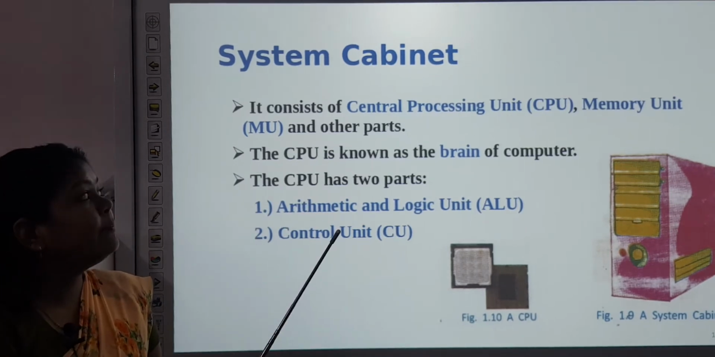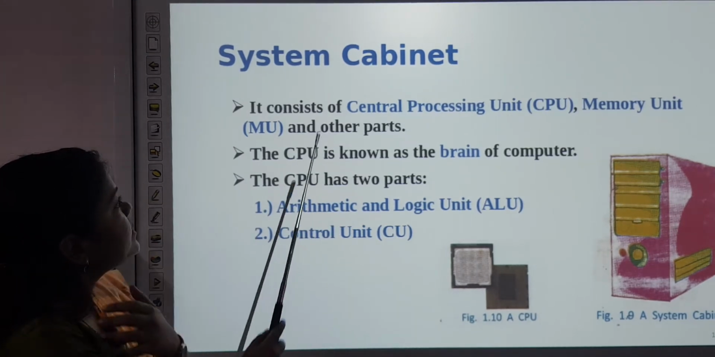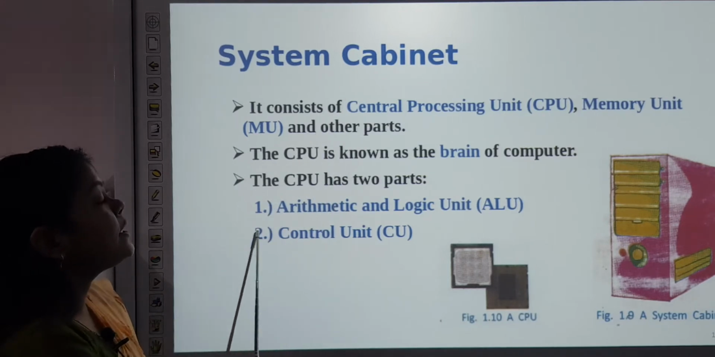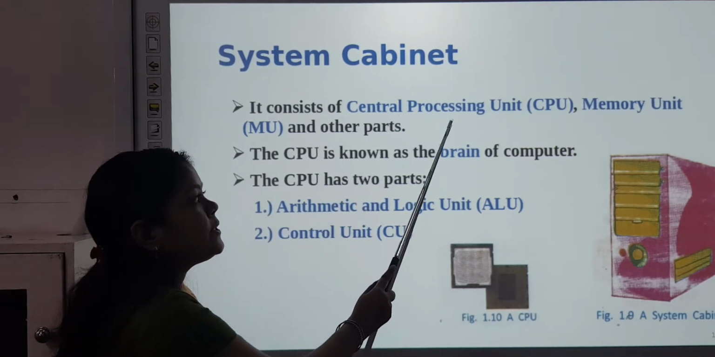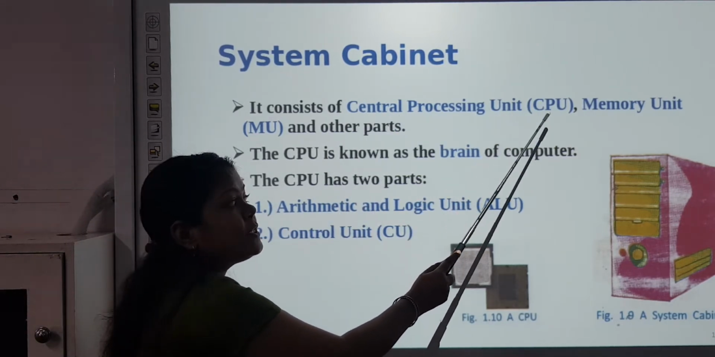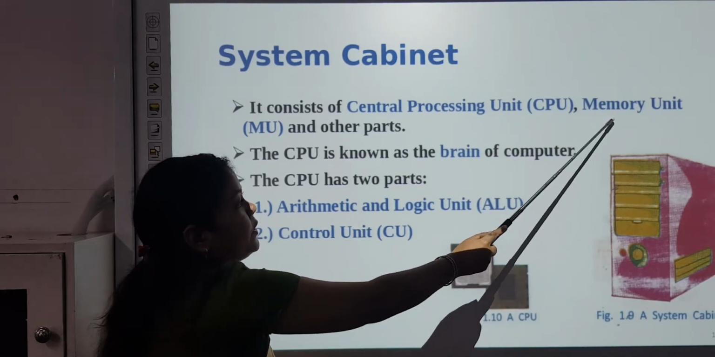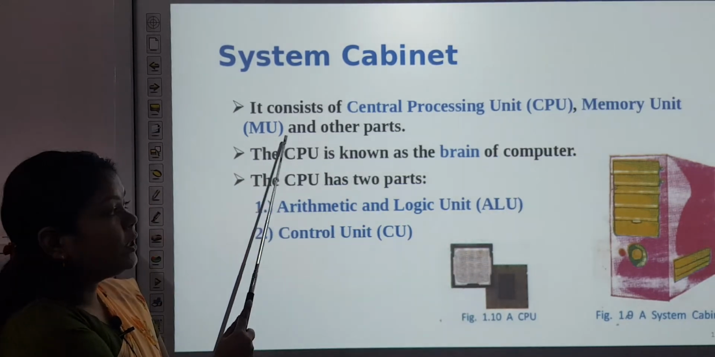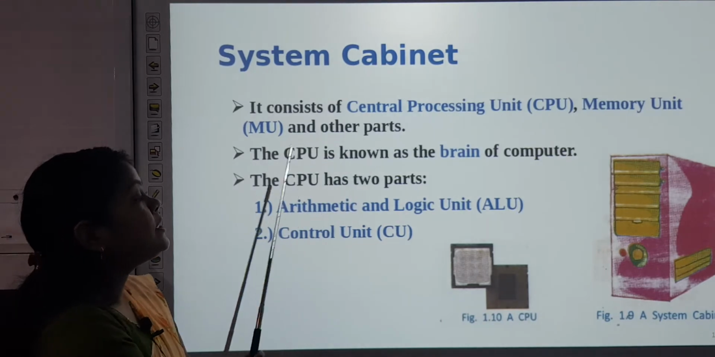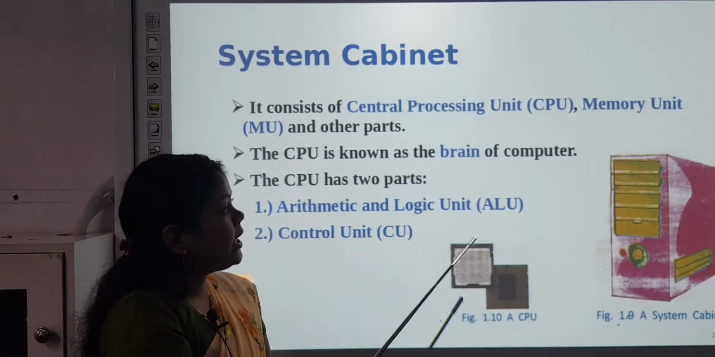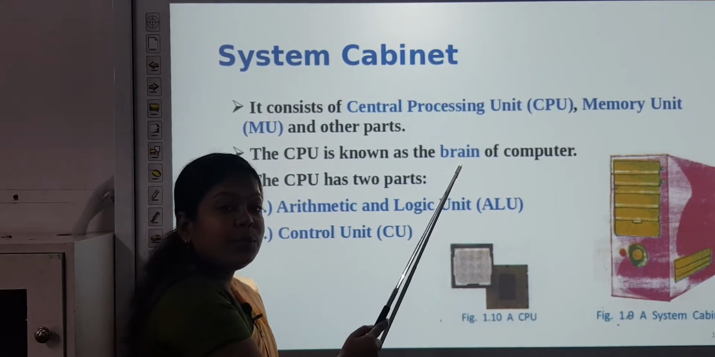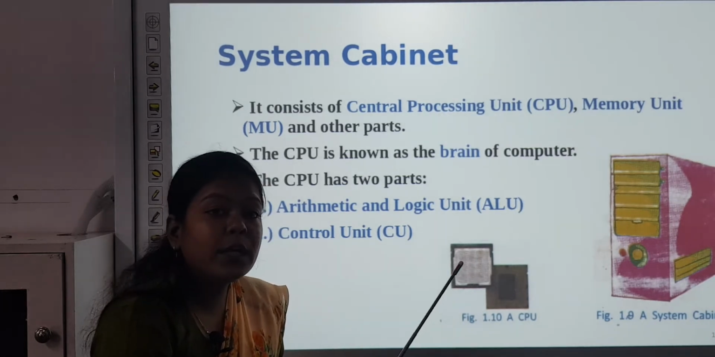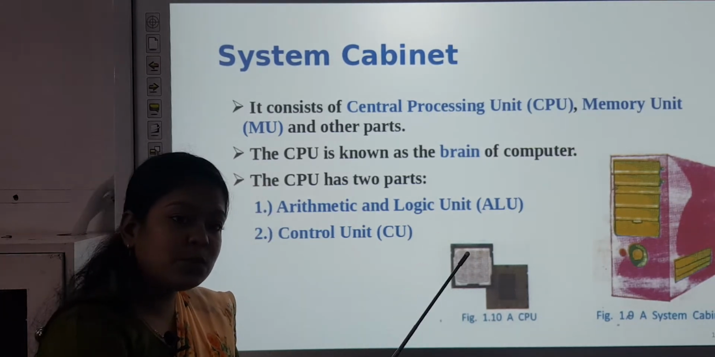Next part and the major part of computer is system cabinet. It consists of central processing unit, that stands for CPU, memory unit, that stands for MU, and other parts. The CPU is known as the brain of computer because it processes all the information given by the user.